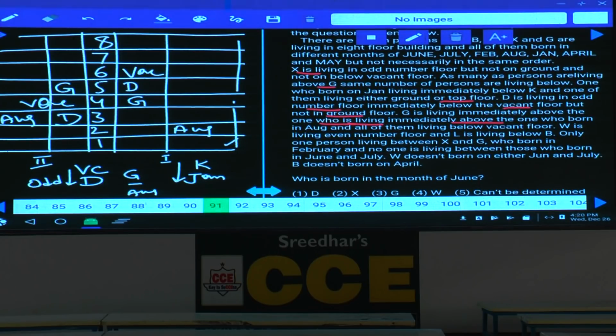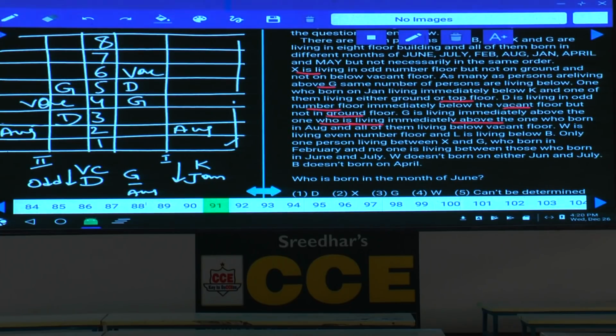Then again in this one, now this D must be in the August, isn't it? Because there must be only one. Then, now in this one, D cannot be here. The person who was born in August cannot be here. Here also the August must be in this one only. Why was it so? Because there must be only one, and again immediately above one. He is talking about one person.